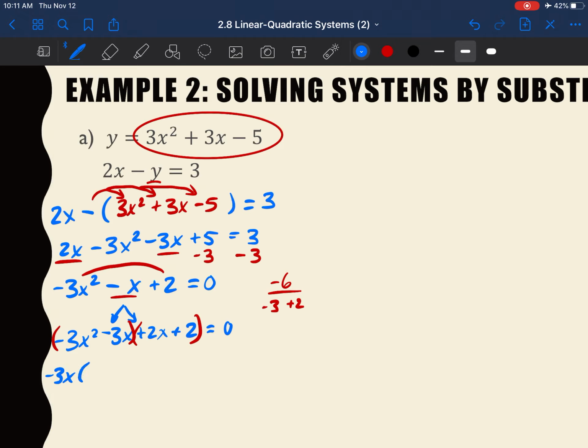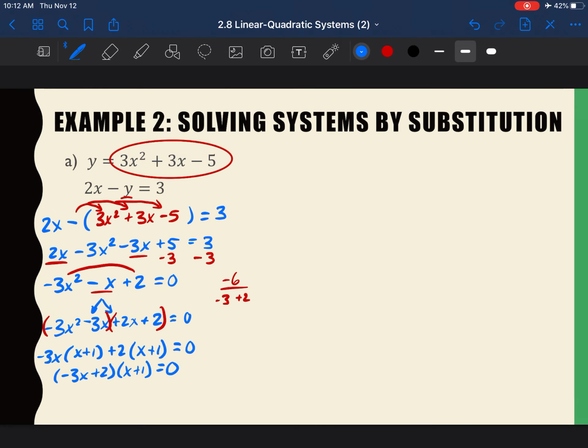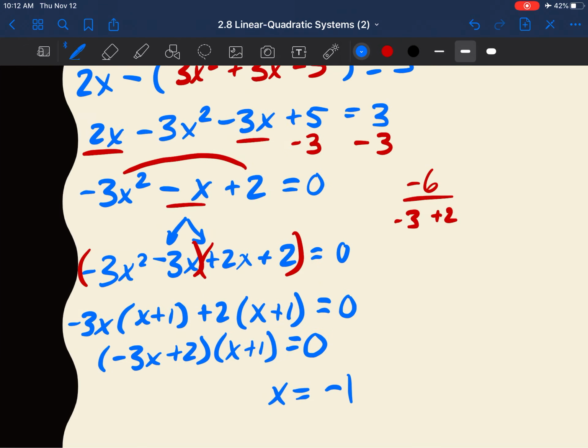Factor by grouping, another one of those things that you should know how to do by now. Factor out of 3x, divide, and you have x plus 1. On the second parentheses, factor out of 2, divide, and you have x plus 1 equals 0. So it looks like -3x plus 2 times x plus 1. So for this equation on the right, looks like you can just use a shortcut, x equals -1. For the -3x plus 2, you would have to set it equal to 0 and solve it. It ends up being x equals +2/3, because you'll have to subtract 2 and then divide by -3. So there are the x coordinates.